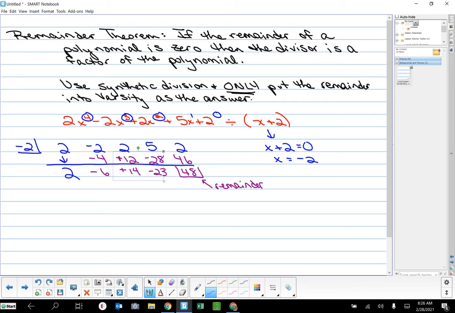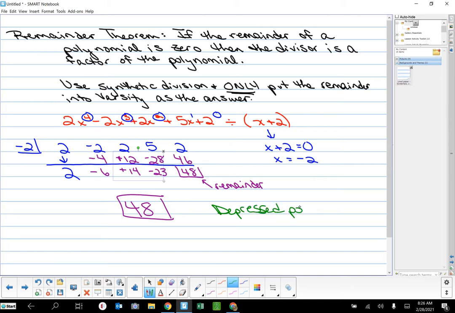And in varsity, when it says use the remainder theorem to find the remainder, you're literally just putting 48 in as your remainder. That's it. You don't have to put the depressed polynomial. Just a reminder, depressed polynomial.